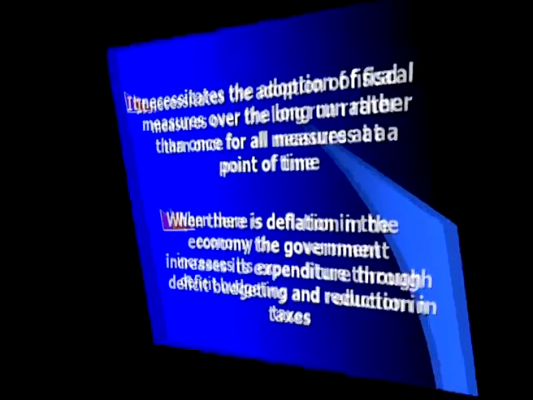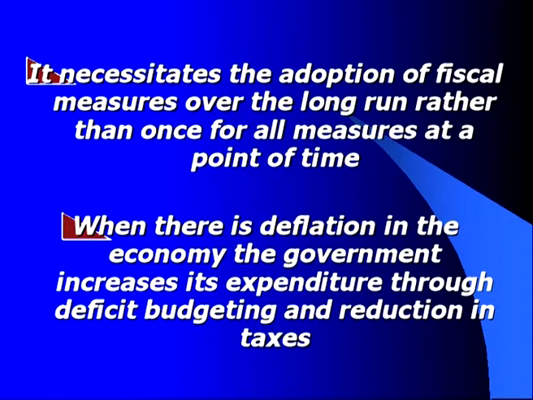When there is deflation in the economy, the government increases its expenditure through deficit budgeting and reduction in taxes. This is essential to compensate for the lack in private investment and to raise effective demand, employment, output and income within the economy. On the other hand, when there is inflation in the economy, the government reduces its expenditure by having a surplus budget and raising taxes in order to stabilize the economy at the full employment level.